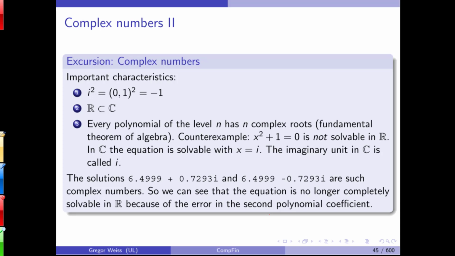So for example, the counterexample in R is x squared plus 1 equal to 0, which doesn't have any real roots. In the complex numbers, it's i and minus i. So the imaginary unit i is a solution here for this root, for this root. And in our example, 6.4999 plus 0.7293i, these two solutions are complex.